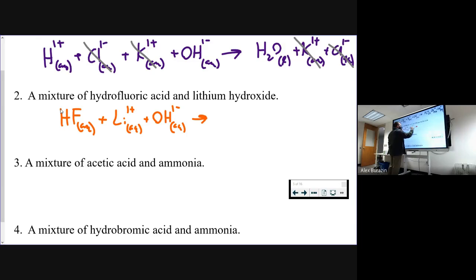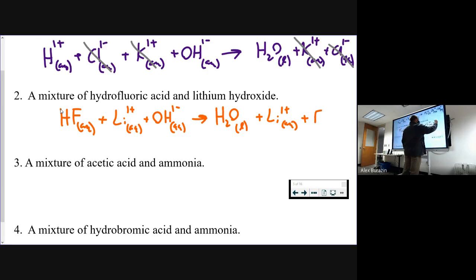These react. And what do we get? We get water. And we get salt. The salt is going to be lithium fluoride. But any salt we produce in an acid-base reaction is aqueous. And it's ionic. And it's dissociated. So we'll write our salt as lithium 1 plus and fluoride 1 minus.